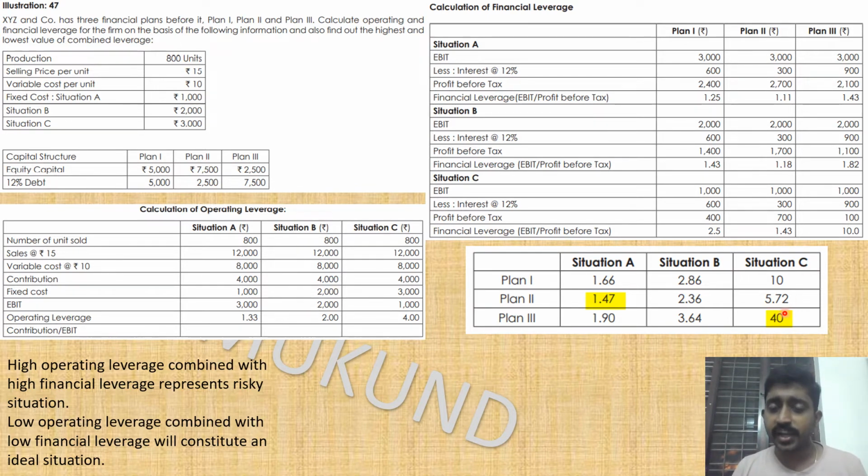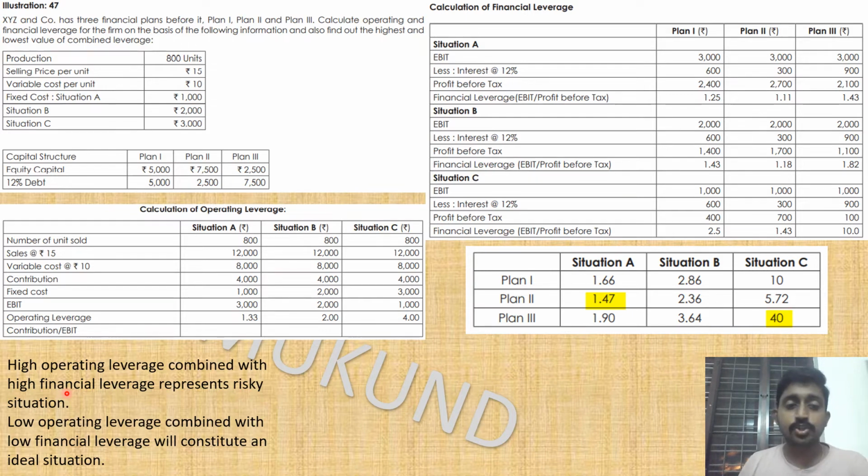Highest combined leverage is going to be for plan 3, situation C, and the lowest leverage is going to be this 1.47. That will be the lowest leverage. So we are just making a table, and this is all a concept we studied in our previous class itself. So high operating leverage should always be coupled with lower financial leverage. Lower financial leverage should be coupled with higher operating leverage. If your company has any one as high, make the other low.